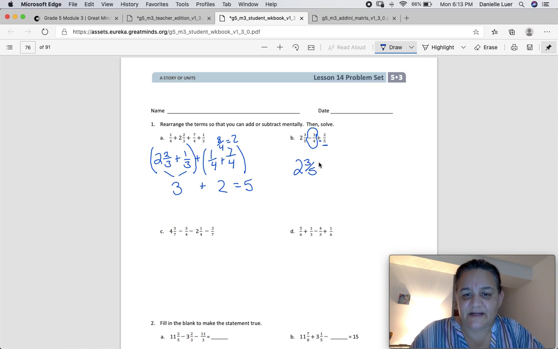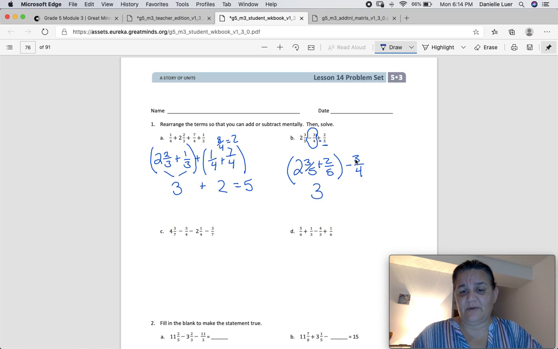Then I'm going to move this over here, plus 2/5. And I can put a parentheses around that. And then I can subtract that 3/4. Now, as long as I put the subtraction symbol in front of the 3/4, doesn't matter what order I put them in, okay? So 2 and 3/5 plus 2/5, well, 3/5 plus 2/5 equals 5/5. 5/5 equals 1. 1 plus 2 is 3. Now I'm going to subtract 3/4.